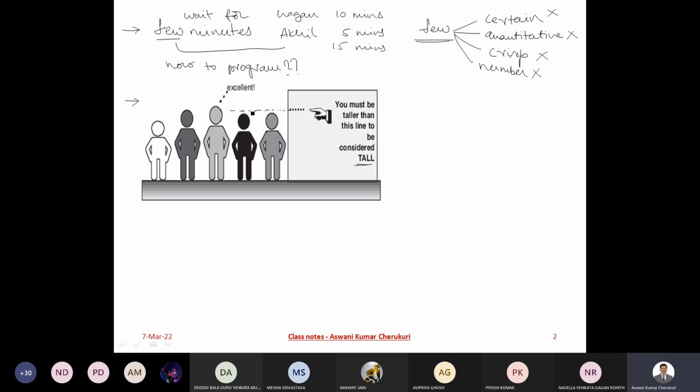When I say this line, you probably think of the particular height of this line, say take an example 160 centimeters or 5 feet or 6 feet, some measurement. You draw a yardstick and say that persons above this line are considered tall. Is that fine?